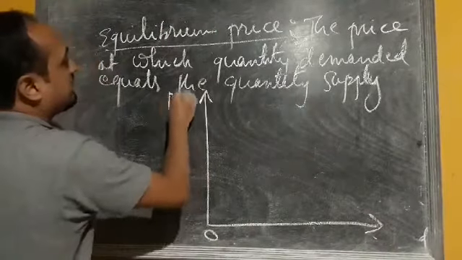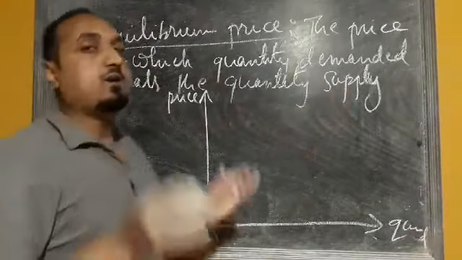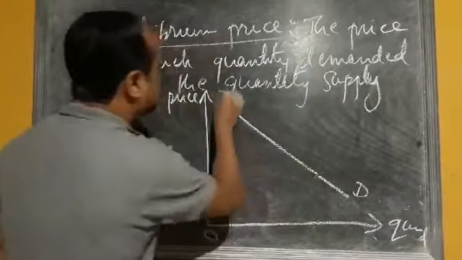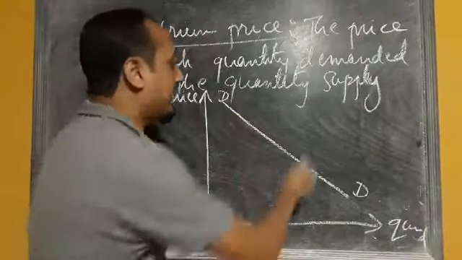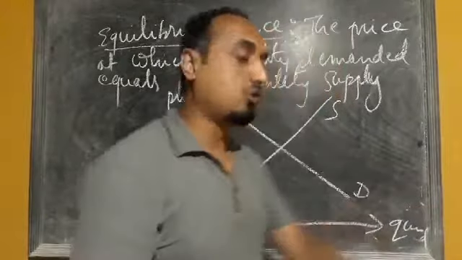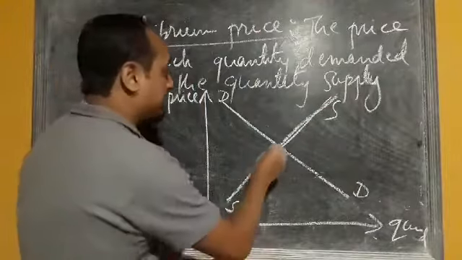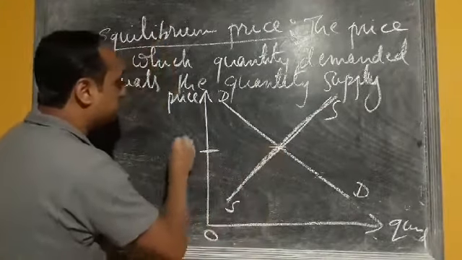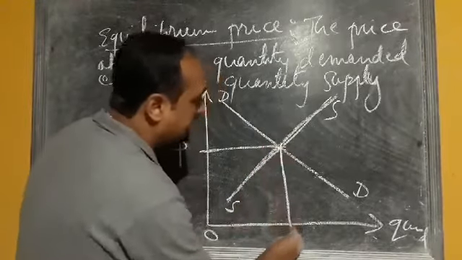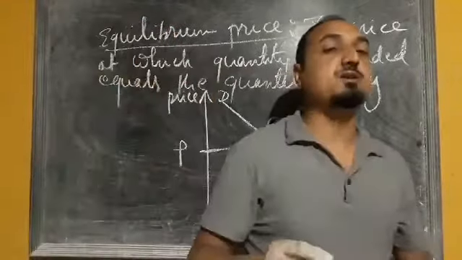Origin, this one is the price axis, and this is the quantity axis. Now we know that the demand curve is downward sloping. Let's consider DD is our demand curve and SS is the supply curve. The supply curve is upward sloping. Suppose this is the price P at which quantity demanded equals quantity supplied. This is called the equilibrium point, represented by E.